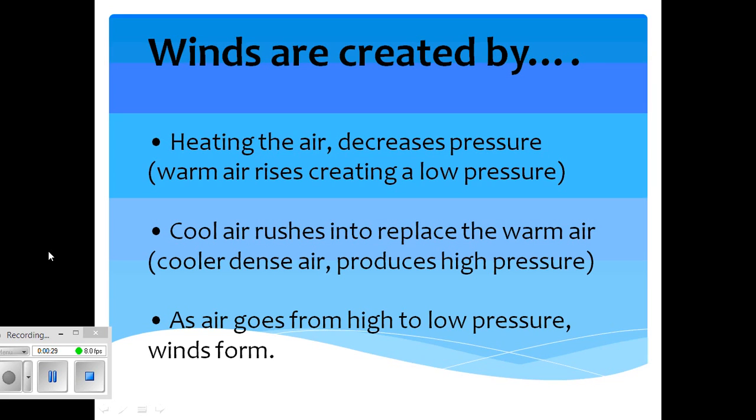It begins first with the heating of air. This causes a decrease in pressure. When this happens, the warm air rises, creating a low pressure. After this, cool air rushes in and replaces the warm air. This cooler, dense air in turn produces high pressure. As air goes from a high pressure to a low pressure, winds are formed.